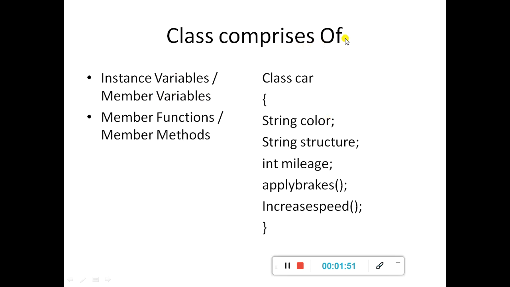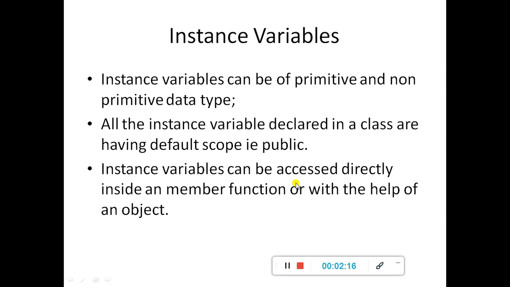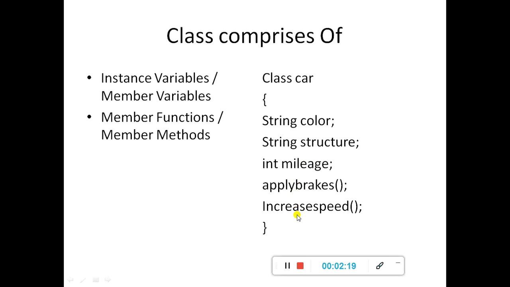Now classes comprise, as we just said, instance variables or member variables, and member functions or member methods. So this is a sample example of a car which has color, structure, and mileage. These were the member variables or the instance variables, and these two are the member functions. Apply brakes and increase speed are the member functions, or they are called member methods.